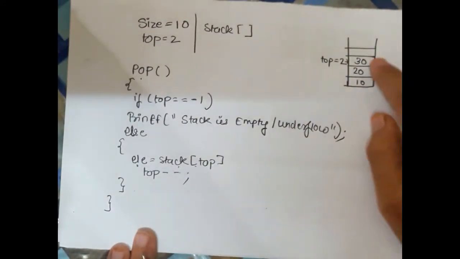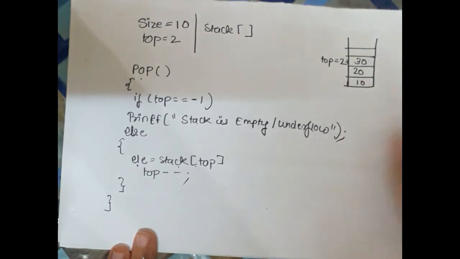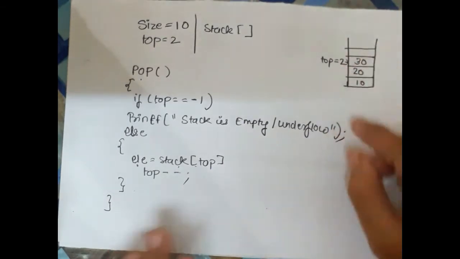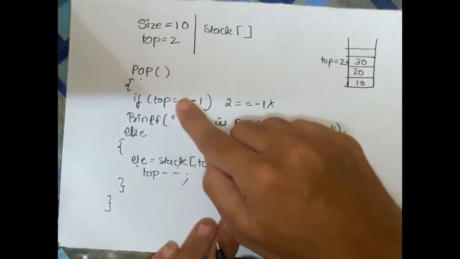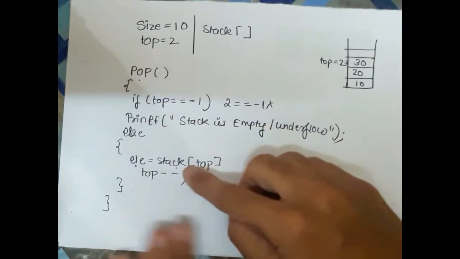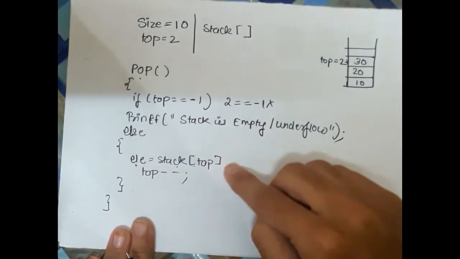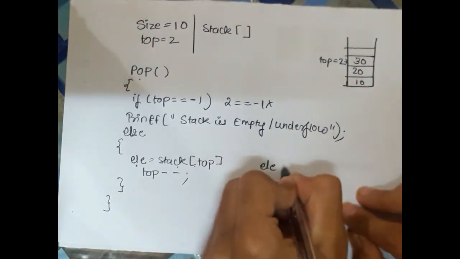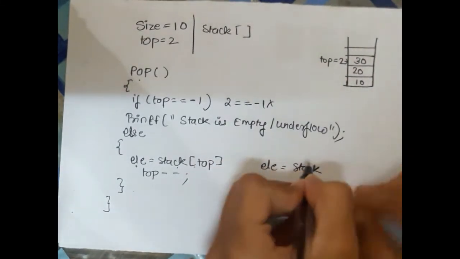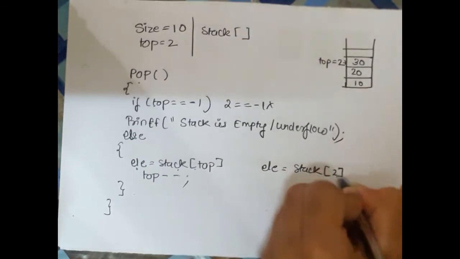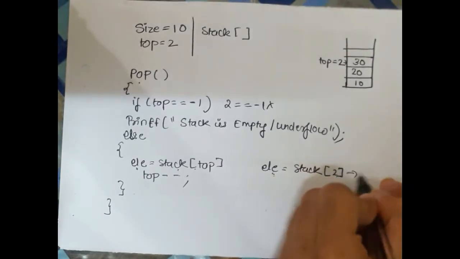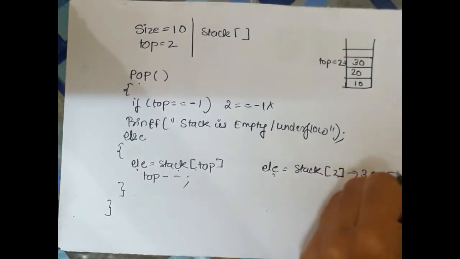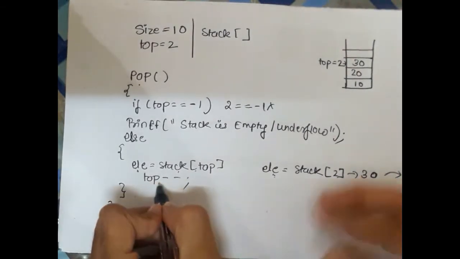So the first element which we want to pop is 30, right? So first we will check if top equals to minus 1. Initially top is at 2, right? So 2 equals to minus 1? No, the condition is false, so it will go into the else part. So element equal to stack of top. Now the top is at 2, so stack of 2. The element at stack of 2 is 30, right? So 30 will be popped and top will be decremented.